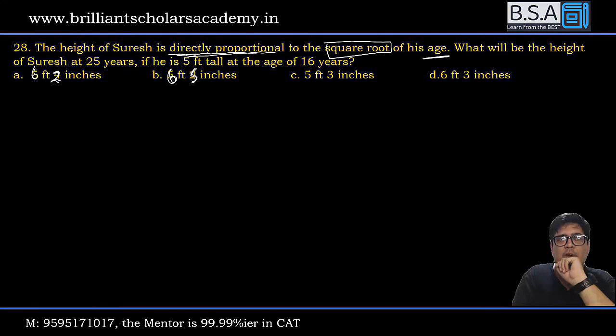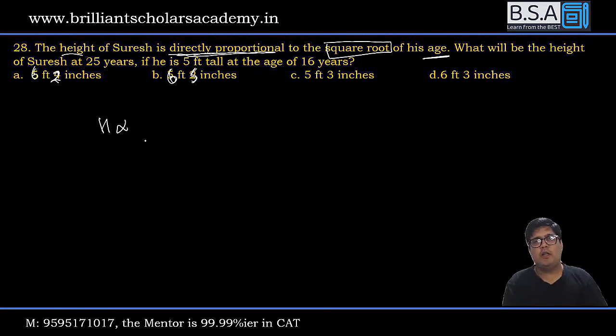It clearly says what is proportional to height. Height is proportional to what? To square root of the age. Hints are given now. What will be the height when he is 25 years of age? I do not know the height. What is age? 25. So I will write like this: 25.